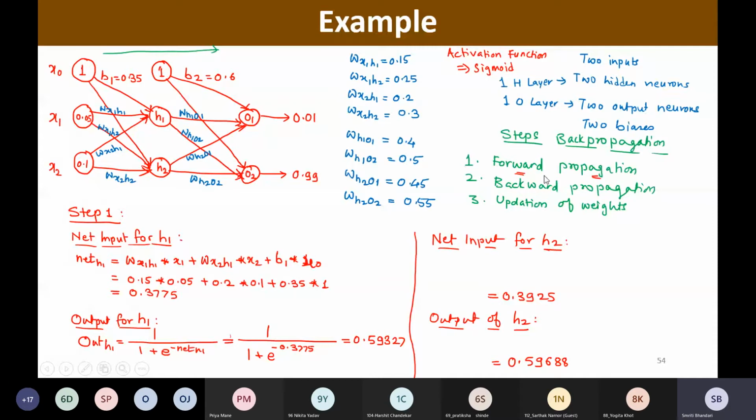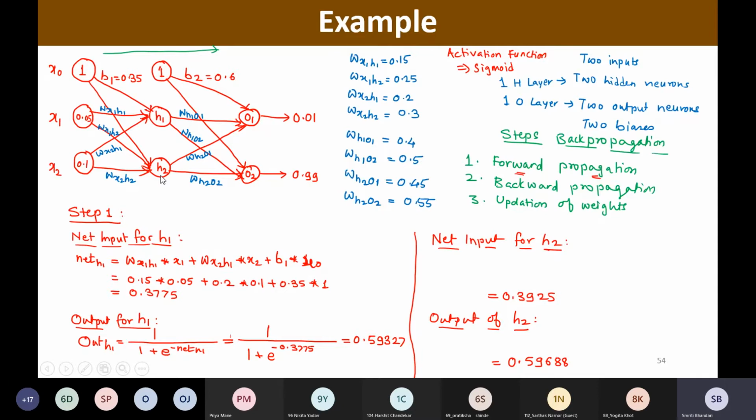And accordingly, we are computing the error at the output layer. As I stated, at the output layer, we know the actual output and we know the observed output. So error can be computed at the output layer. But at the intermediate layers, we do not know the actual output of these intermediate neurons.